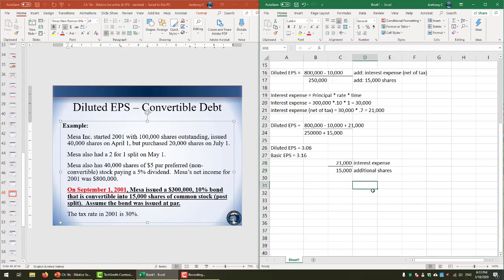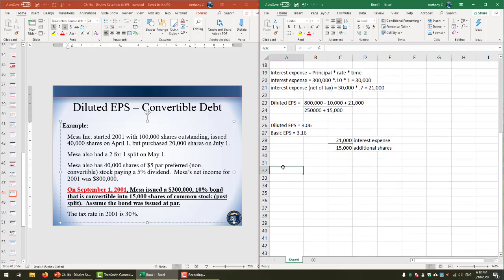In this case, since the bonds were issued as of September 1st, we need to think about how that's going to change the amount of interest we're paying and how that will change the amount of weighted average shares. So for our interest expense, we can recalculate this. We're still going to have principal of $300,000. We still have an interest rate of 10%. However, now instead of our time variable being 1, the bond is going to accrue interest from September 1st out until December 31st, or 4 out of 12 months.